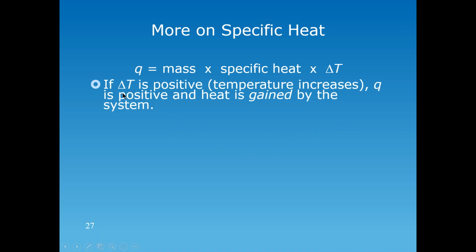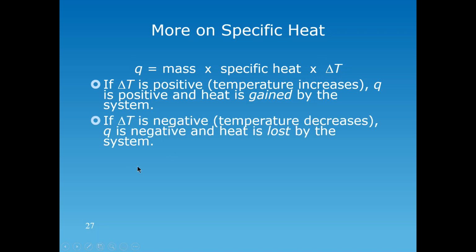Because as stated here, if the change in temperature, delta T, is positive, that means the temperature increases. That means that Q is positive, right? Which means that the system is absorbing or gaining heat. Now the specific heat and the mass are always positive. You cannot have a negative mass and you cannot have a negative specific heat, right? So if delta T is positive, Q is positive.